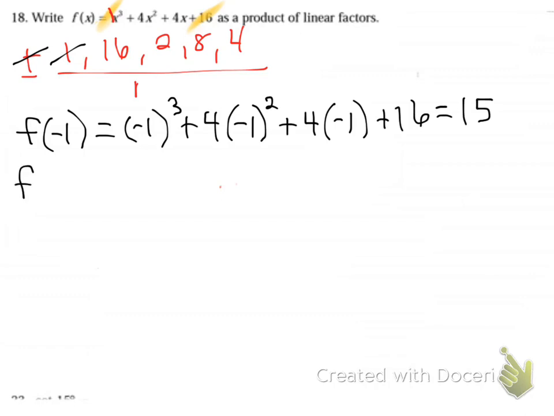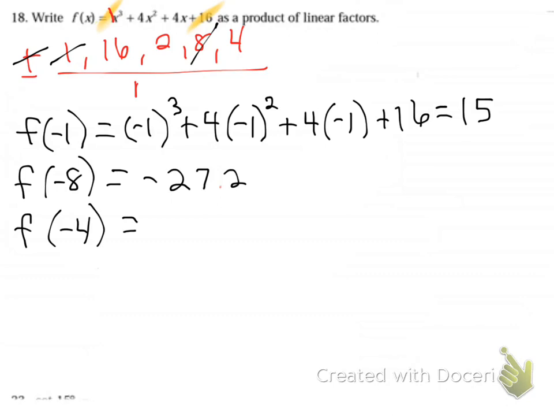Okay, let's try f of negative 8. I'm going to plug in negative 8. Remember, I showed you the shortcut. Instead of retyping it, all you had to do was go over it, hit enter, and then replace the negative 1s that I plugged in with negative 8s. When I do that, I get negative 272. So that didn't work. Let's try f of negative 4.